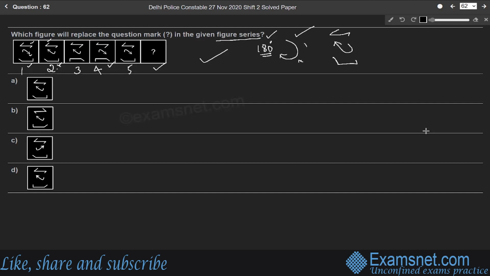Right. So look at option A. Here the curved arrow is rotated by 180 degrees with respect to its position in the fifth figure, like this, and other shapes are as they are. Therefore, option A is the right answer.